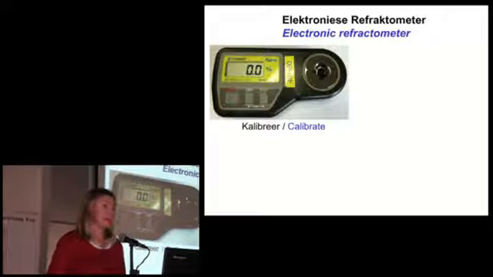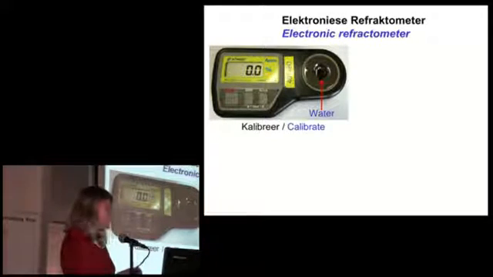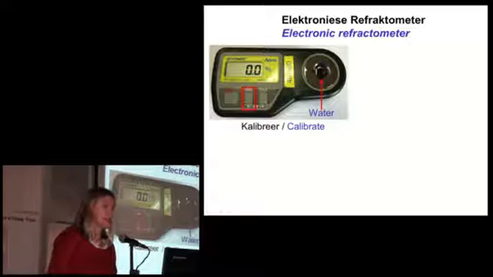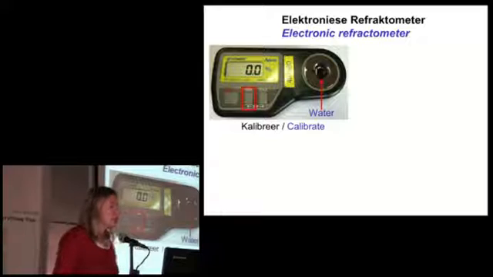Important with both of them that they need to be calibrated. How do we calibrate it? We take distilled water, we put it on this little window, we clean the window, and then we put in more distilled water. You press the 0 button so it measures water at 0. Remember, a sugar solution has a certain consistency, and water a certain refraction, which would be lower than that of a sugar solution. So water should always be 0.